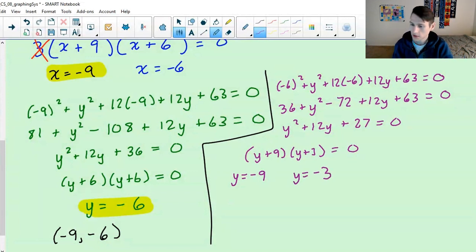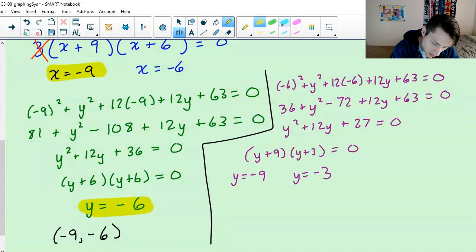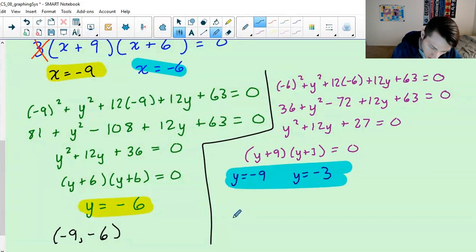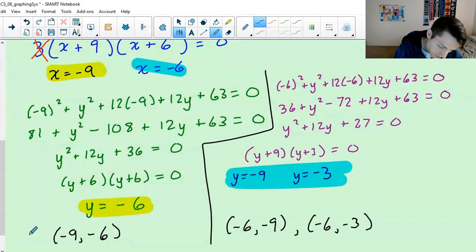Okay, so this is another example. Again, like I'm saying, we can't always guarantee that we're going to get the same values when we plug in whatever numbers we get. All right, so now I've figured out that if I plug in negative 6, then these are the two y values that I get. So I have two more solutions: I could plug in negative 6 and get negative 9, and I could plug in negative 6 and get negative 3.